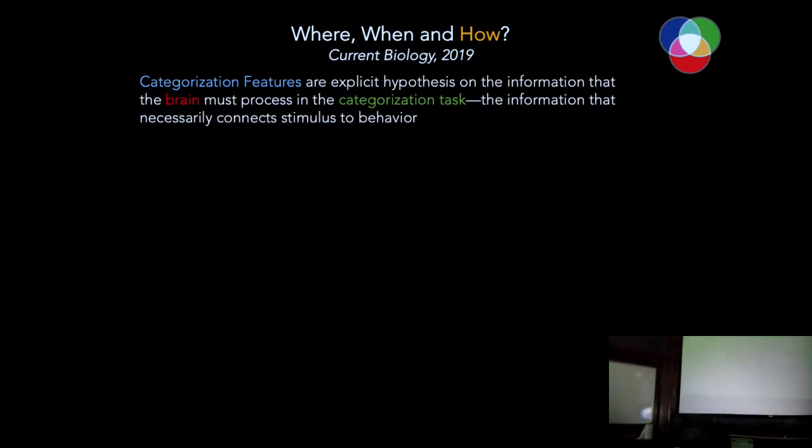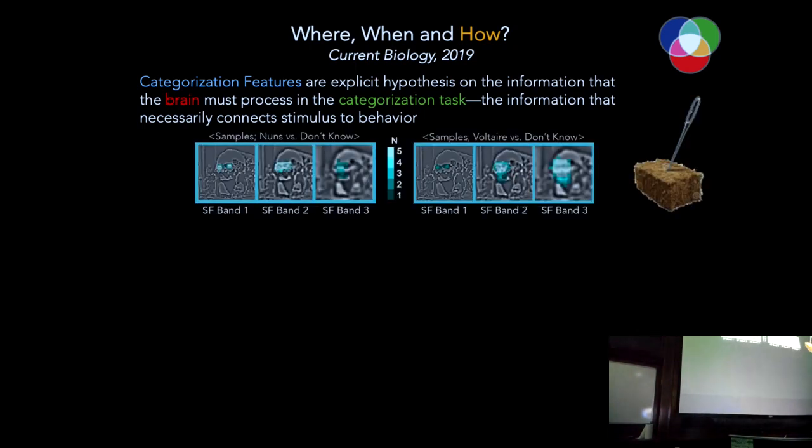So what have we done? First, we have characterized the categorization features. Why? Because they are an explicit hypothesis on the information that the brain must process for two categorization tasks. Here, Voltaire versus nonce. And so these features necessarily connect stimulus to behavior. And here are the features in question. So there is this needle of information to find in the haystack of brain activity.